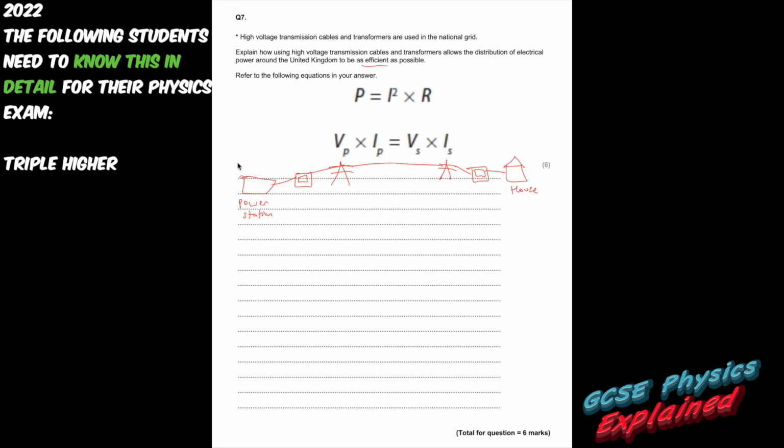Now you do need to know these values, so 25,000 volts there. Then what they do is they step it up to about 400,000 volts here. So that's basically 16 times bigger voltage. Now what that does is it makes the current go 16 times smaller.